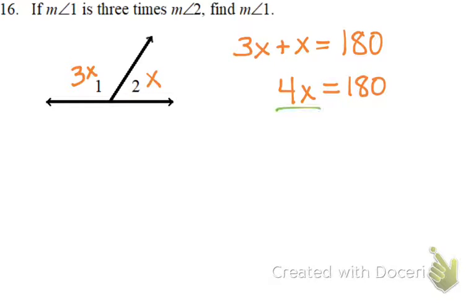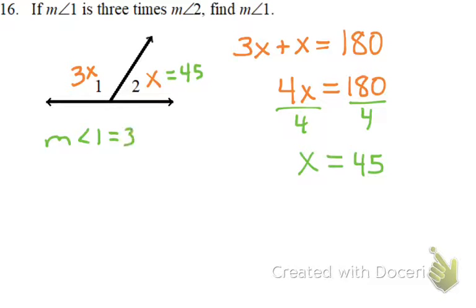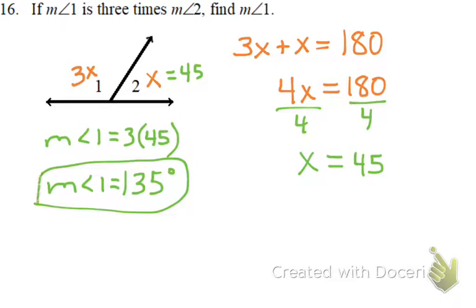So we get 4x equals 180. To get rid of multiplying by 4, divide by 4, and you get 45. So this one's 45. Our goal is to find the measure of angle 1. So you could either do 3 times 45, and you get 135, or you could use the fact that 1 and 2 are supplementary, so you could do 180 minus 45. That also gets you to 135.